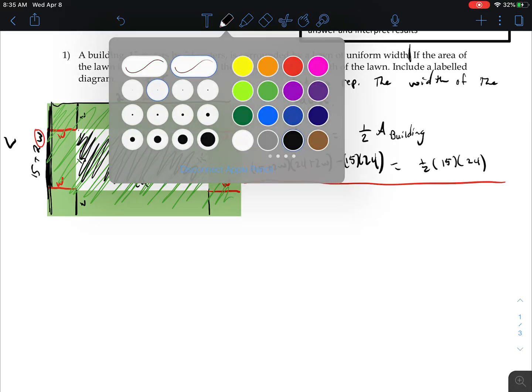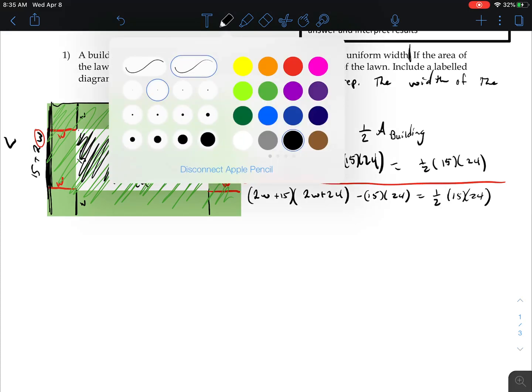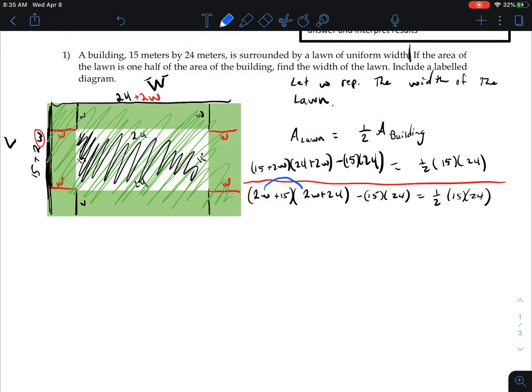For the simplicity of this question, I'm going to flip these two first brackets, which doesn't change anything. So I'm going to write 2w plus 15, and 2w plus 24. And then I'm going to write minus 15 multiplied by 24 is equal to 1/2. So now I can just do the math on this. I'm just going to use my expansion process to give me my algebraic expression.